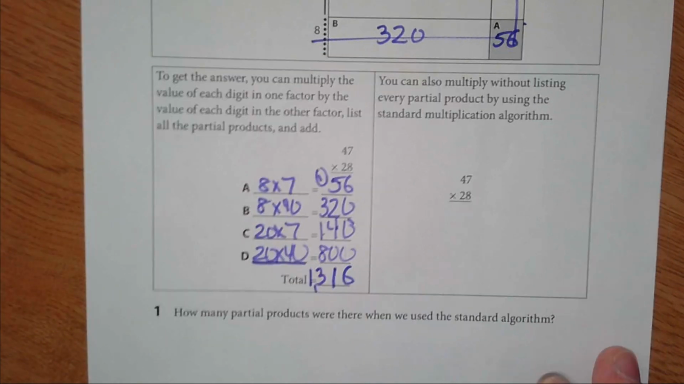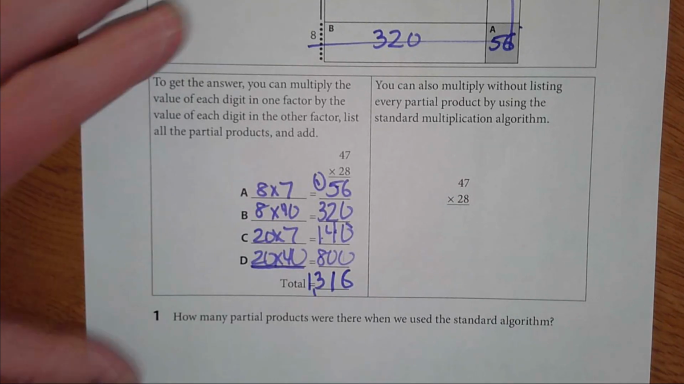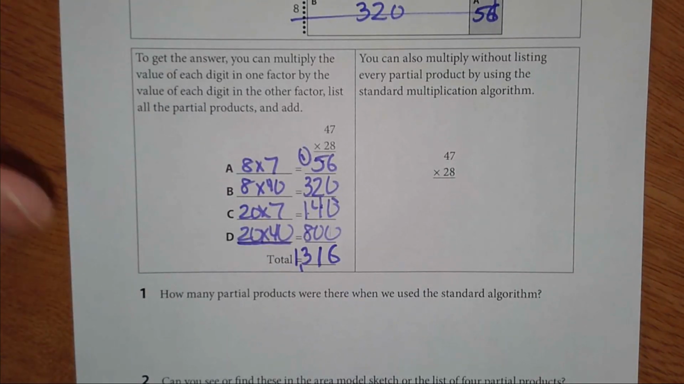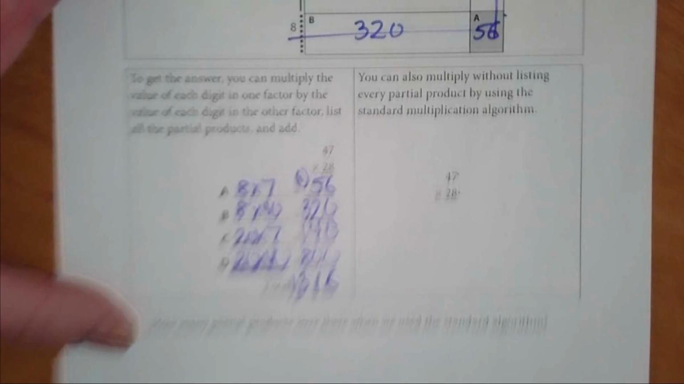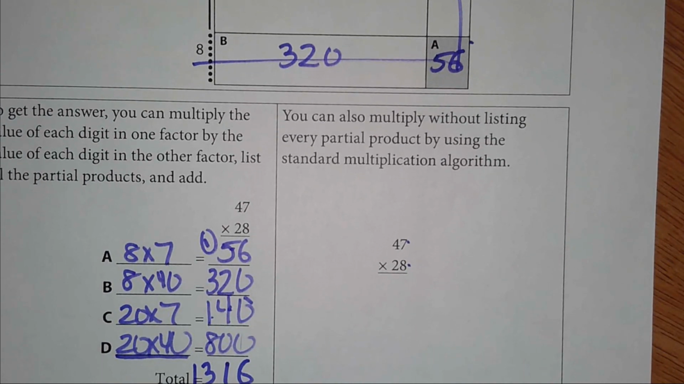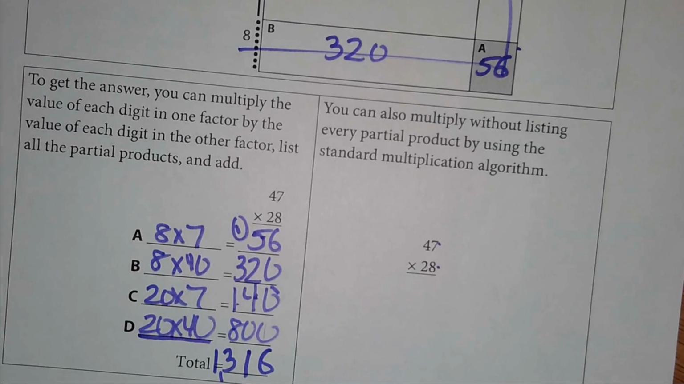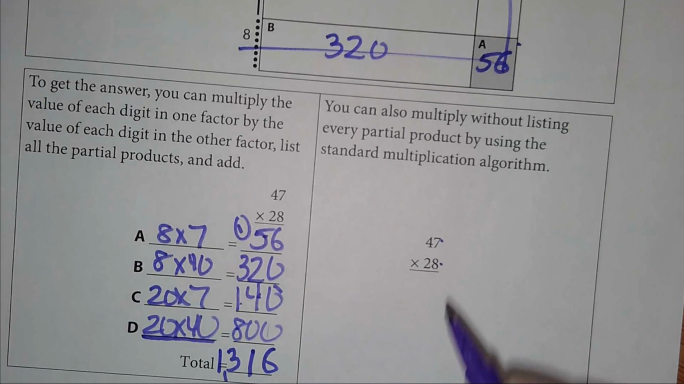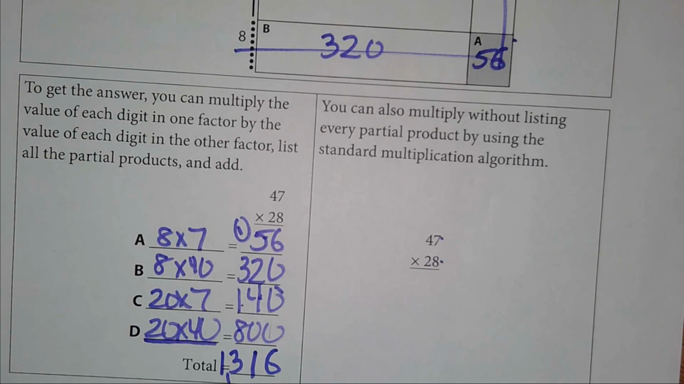You can also multiply without listing every partial product by using the standard algorithm. And that's what we're going to work on today. So everybody, what's 8 times 7? 56. And where's my 6 going to go? We weren't gone for 2 months. It was just 2 days. No. Where's my 6 going to go? 8 times 7. Regroup.